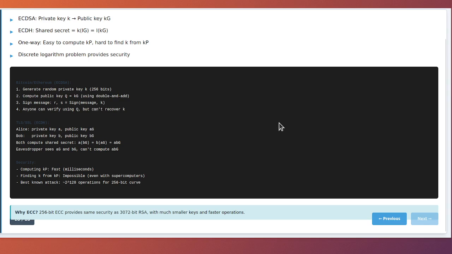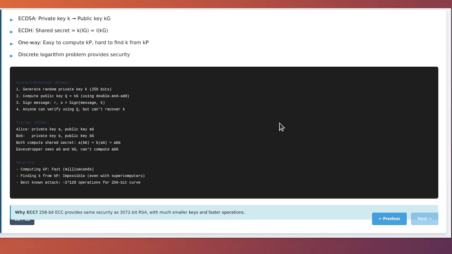In ECDSA, used in Bitcoin, your private key is a random number k, and your public key is kG, where G is a standard generator point. Anyone can verify signatures using your public key kG, but they can't recover your private key k. In ECDH, used in TLS, two parties exchange public keys kG and lG. Then both compute the shared secret klG using their own private key. An eavesdropper sees kG and lG but can't compute klG.